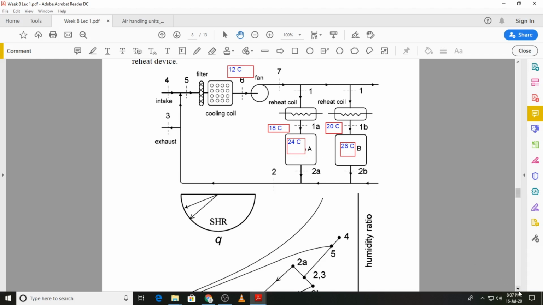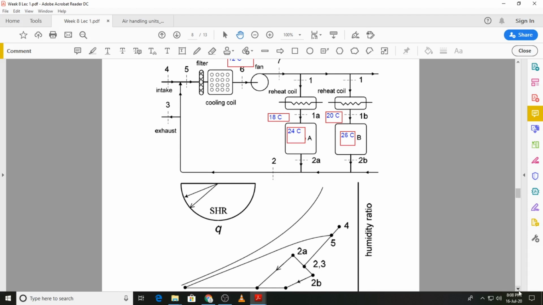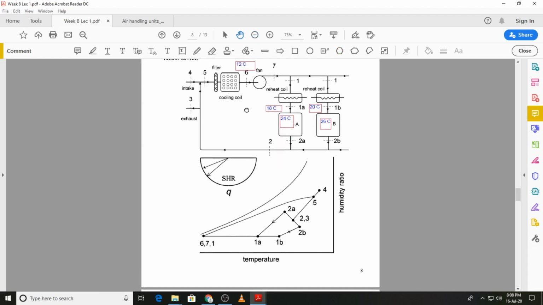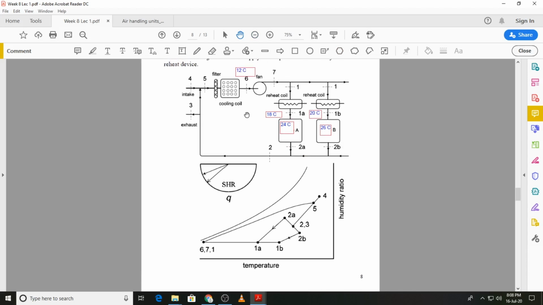The same is now shown on the psychrometric chart. I will just reduce it a little so we can look at the schematic as well as the psychrometric diagram, which shows the cooling cycle for a terminal reheat system with two zones. You can see states 6, 7 and 1, they are all the same, so they are shown over here. That is after the cooling coil.